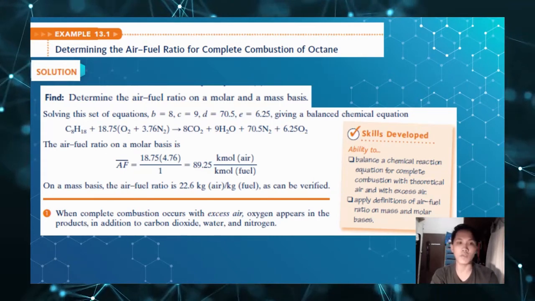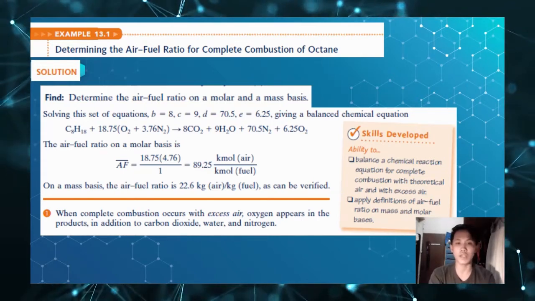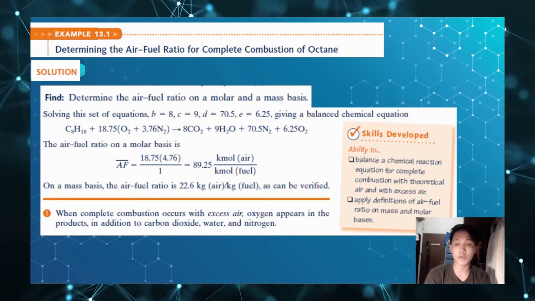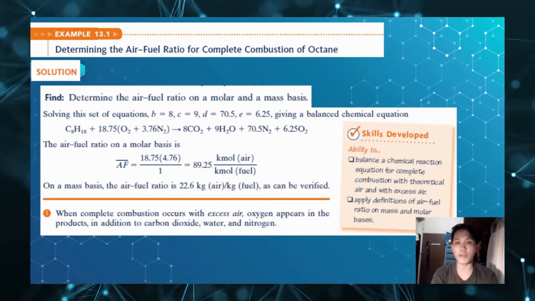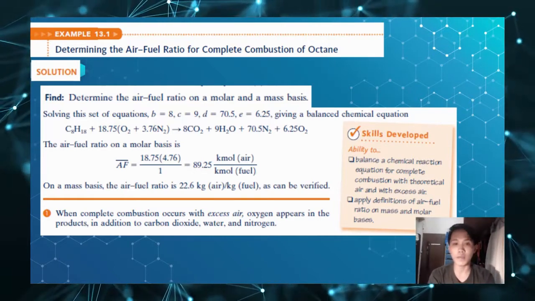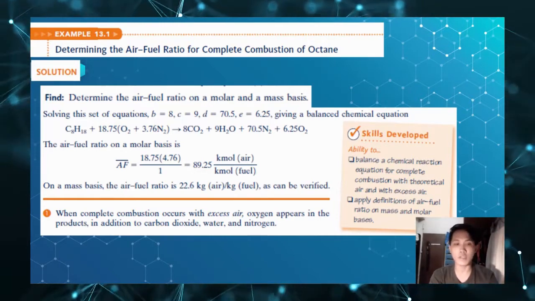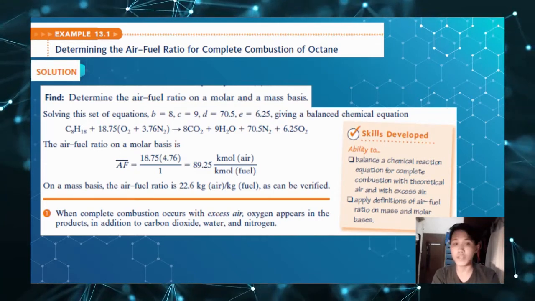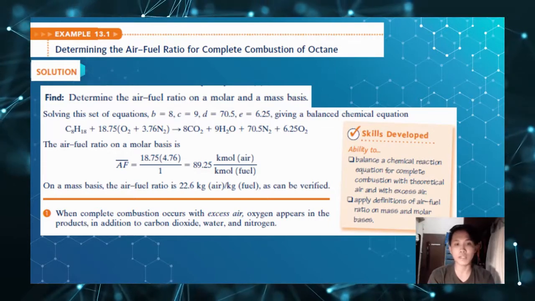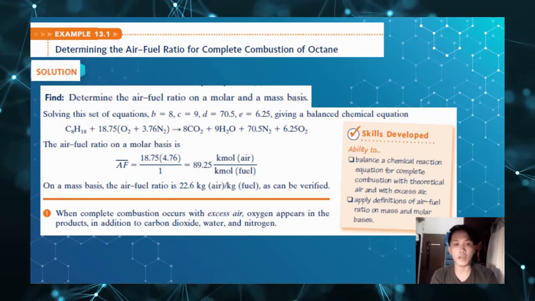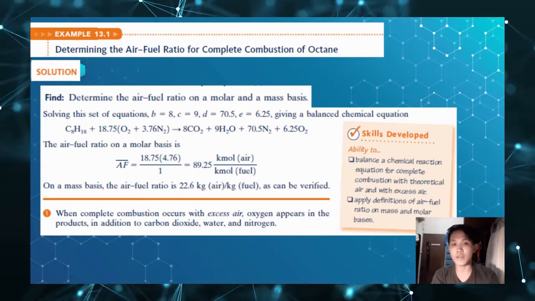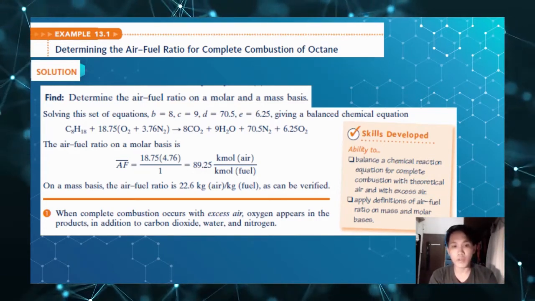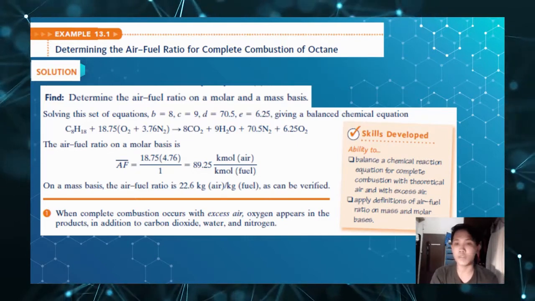So solving these equations, we will get that B is equal to 8, C is equal to 9, D is equal to 70.5, and E is equal to 6.25. So we have the balanced chemical equation, and we will arrive at this formula. C8H18 plus 18.75 times of oxygen plus 3.76 of nitrogen gives 8 of carbon dioxide, 9 of water plus 70.5 of nitrogen plus 6.25 of oxygen.